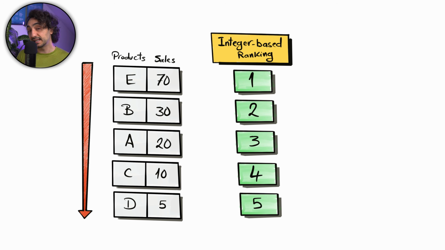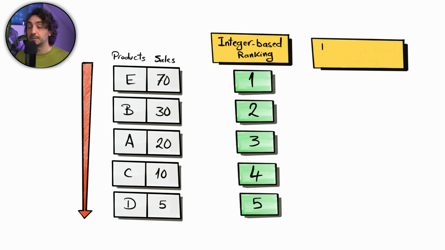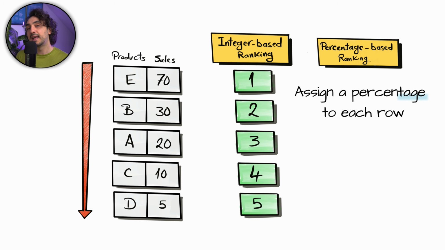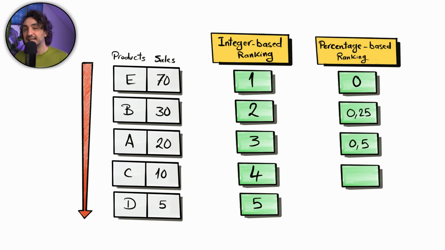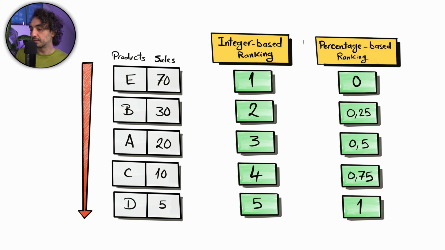Now let's go to the second method. We have the percentage-based ranking. So in this method, SQL gonna go first and calculate the relative position of the row compared to all others, and then assign a percentage for each row. So here in the output, SQL gonna start assigning percentages instead of integer, and we're gonna have a scale from 0 to 1.